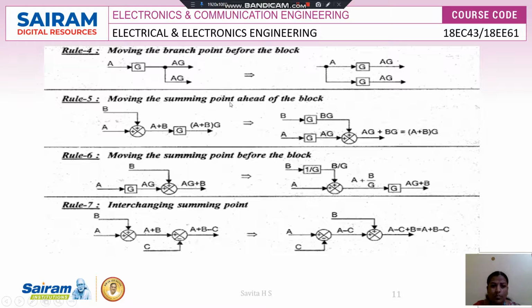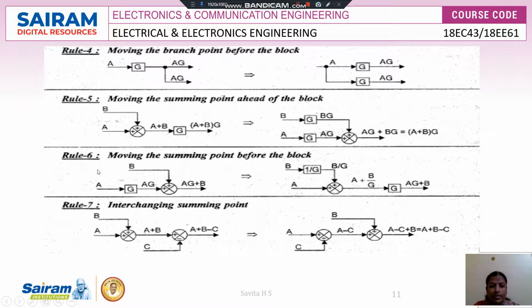Now moving the summing point ahead of the block. Now both the inputs are plus and plus, and it is applied to the transfer function. Then the output will be A plus B into G. Here you can see I moved the summing point ahead of the block. The input is A, it is applied to the transfer function G, and the output is A G. One more input we have taken as B, and it is given to G here, so the output will be B into G. Again we connect a summing point, so A G plus B G is equal to A plus B into G.